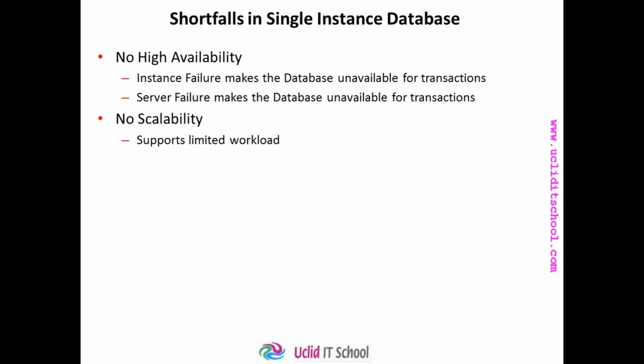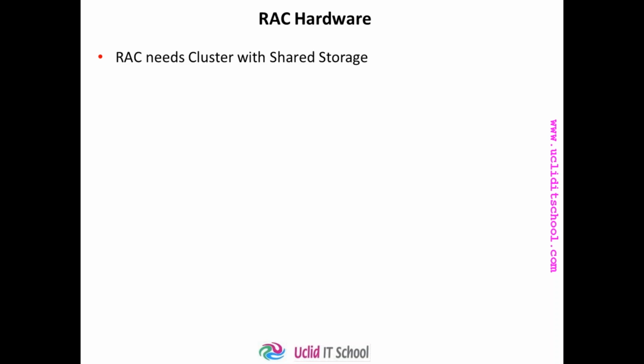Now, let us see how RAC overcomes these shortfalls. So now we will see working of RAC with similar diagrams. Now, before that, let us see RAC hardware. What is required to implement RAC? To implement a single instance database, you need a single server, standalone server. Whereas to implement a RAC, you need a cluster with a shared storage.